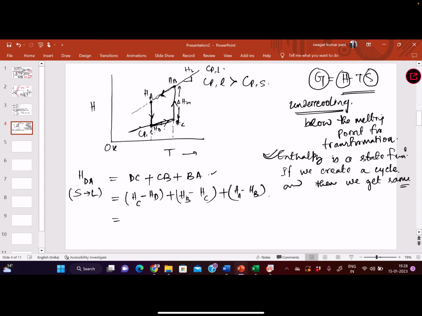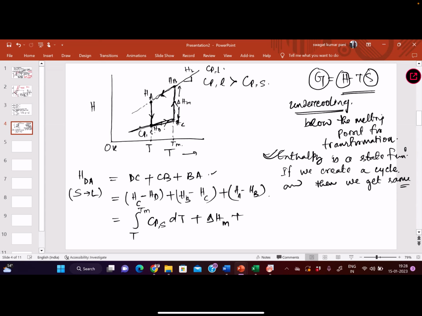So C to D, what will be that? C to D, this path, that is T to TM, this temperature to this is our TM. Cp of what? This is solid, this part is totally solid, here it is liquid. So Cp of solid dT plus this path, what is this? Delta HM. I hope this is clear.